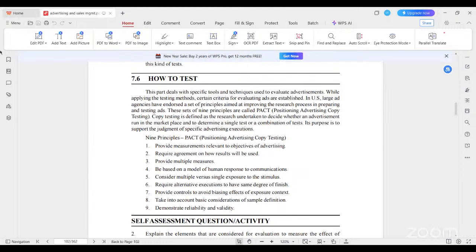Then choosing relevant metrics: selecting metrics that align with the campaign objectives and target audience is important here. We have to choose relevant metrics, select the campaign objectives, and properly select the target audiences. Then use multiple measurement methods. Employing a combination of measurement methods will provide a comprehensive understanding of media effectiveness.